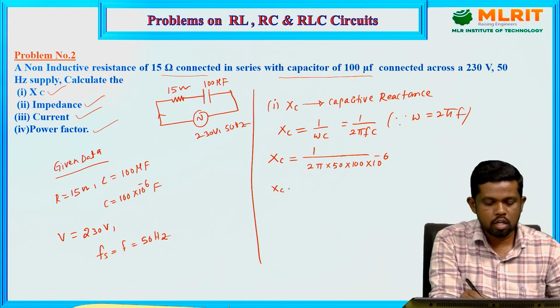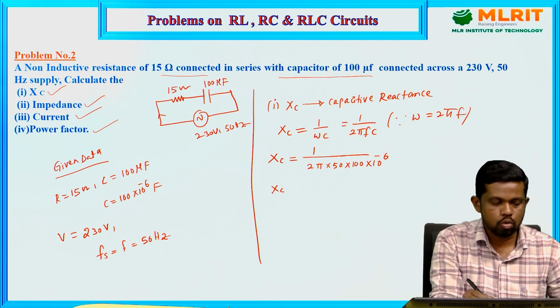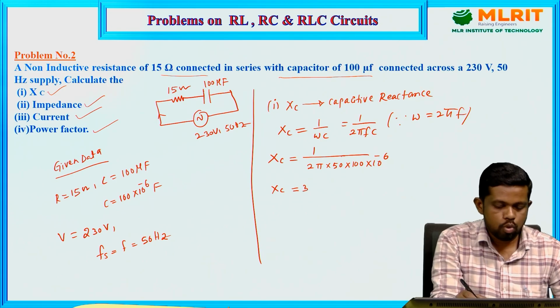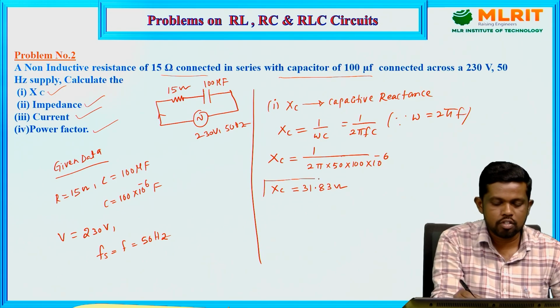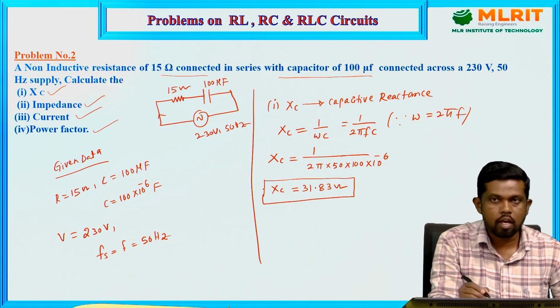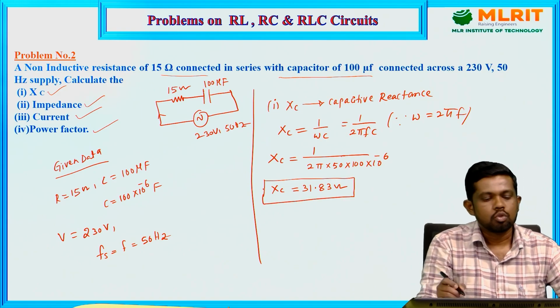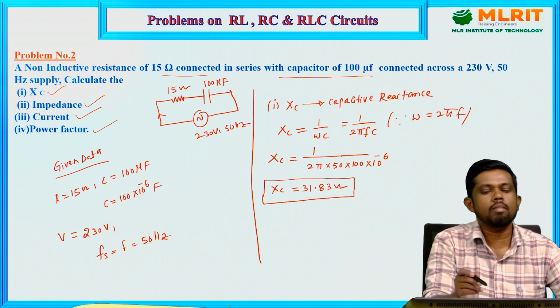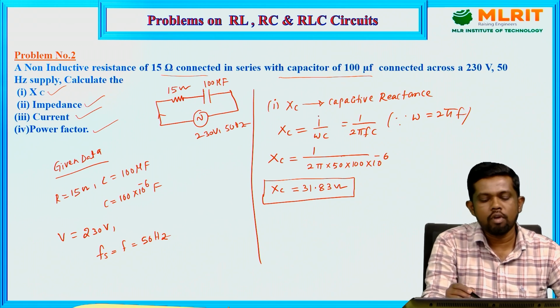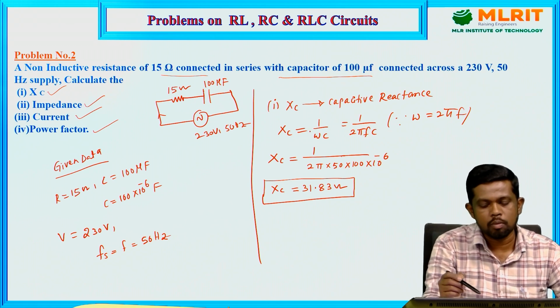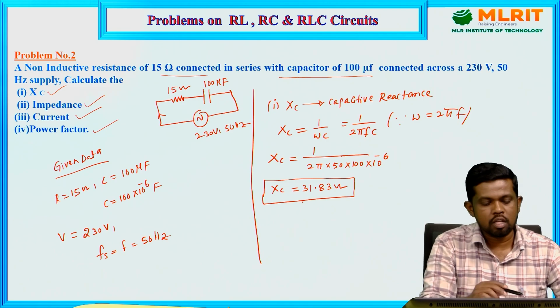So the capacitive reactance should be XC equal to 31.83 ohms. After simplification, we get the capacitive reactance value. So this is the end of the first question. It is symbolically denoted by 1 by omega C, XC both the same, and the value based on the given data is 31.83 ohms.